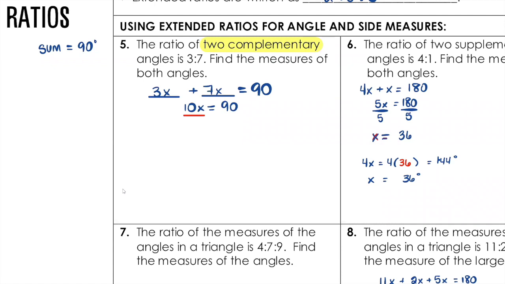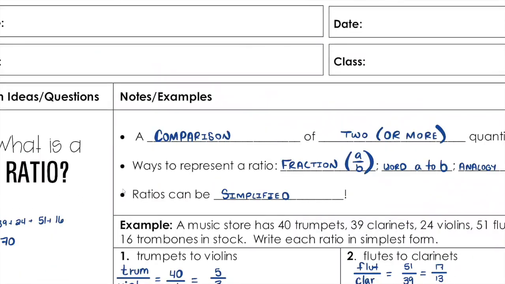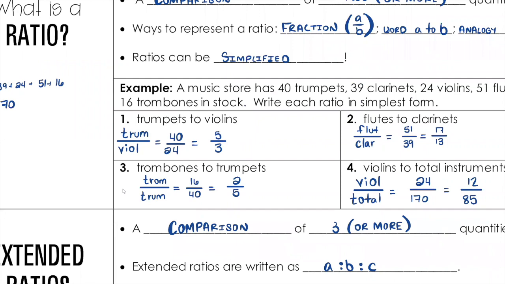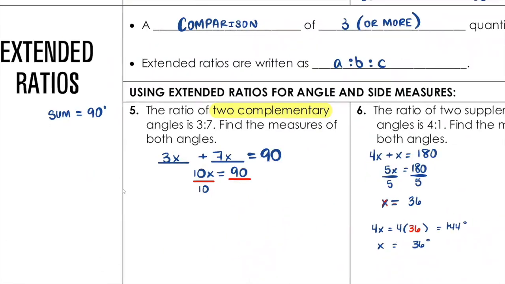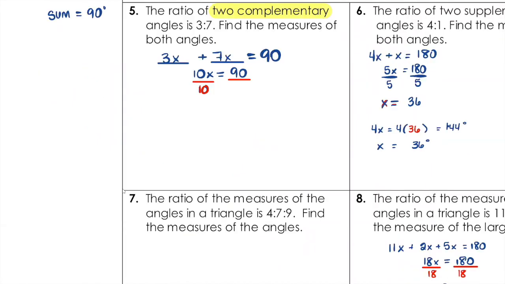Because they're complementary, the sum will always be 90. So like on number 6, they said supplementary. So what it equals might be different, but we just have to tap into our brilliant minds and coordinate what it needs to be. So 10x equals 90, divide both sides by 10. Going for a ride, folks. So x equals 9.